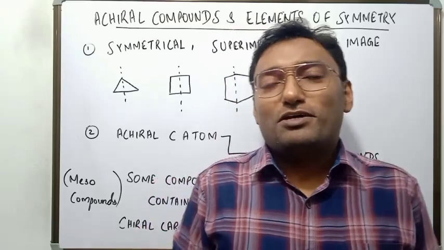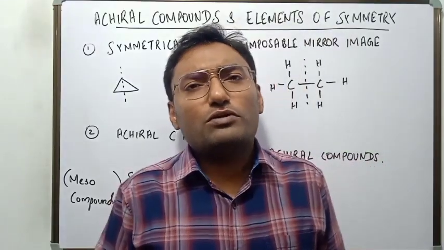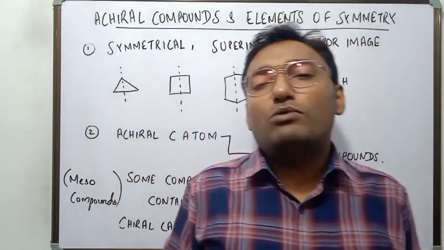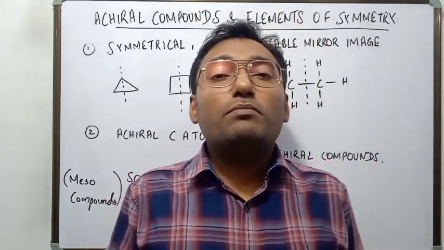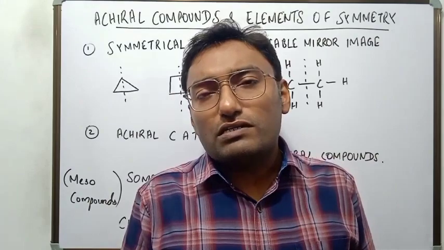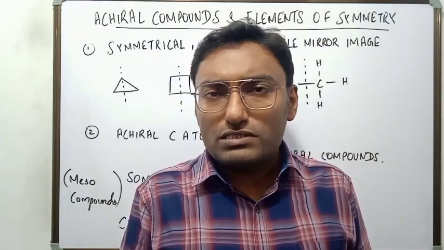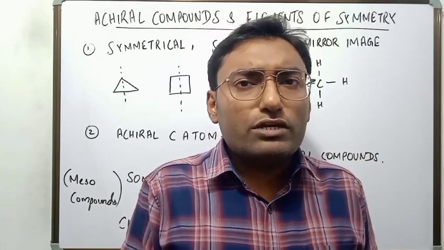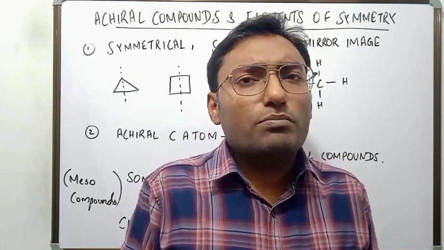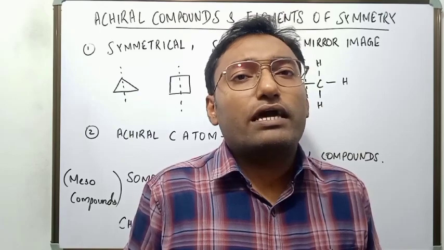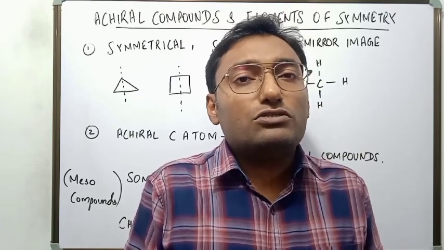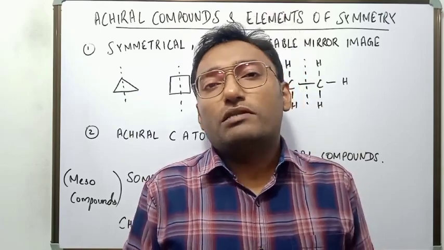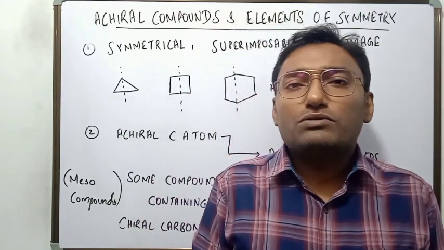Welcome to the class. Dear students, today we are going to discuss achiral compounds and the elements of symmetry. First we will discuss achiral compounds. We will see examples of achiral compounds, and then we will look into the condition for a compound to be achiral. The condition is that it should have at least one element of symmetry. That is what we are going to see in this class.